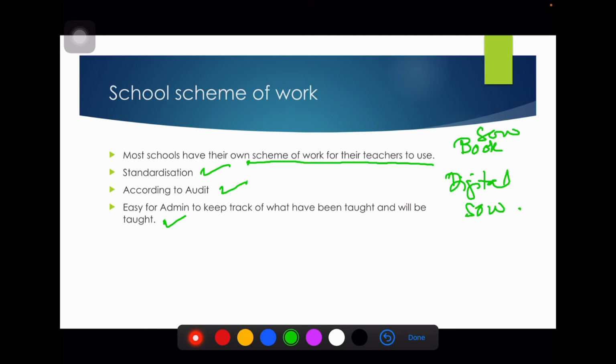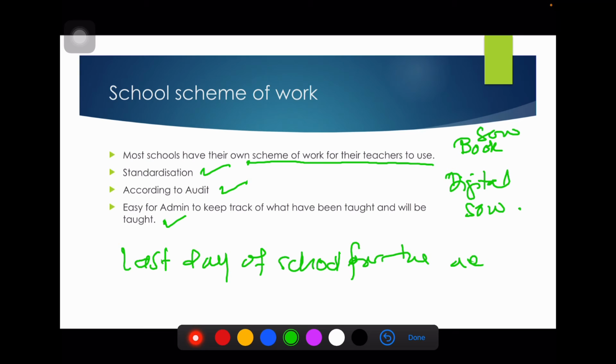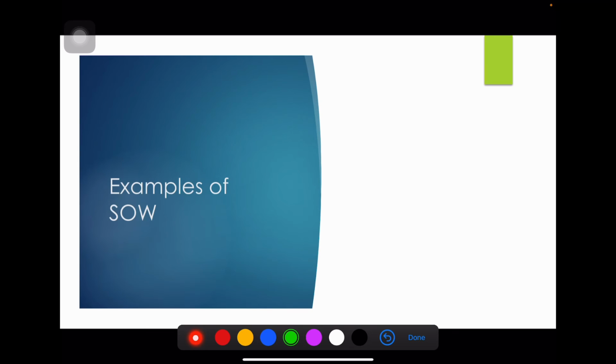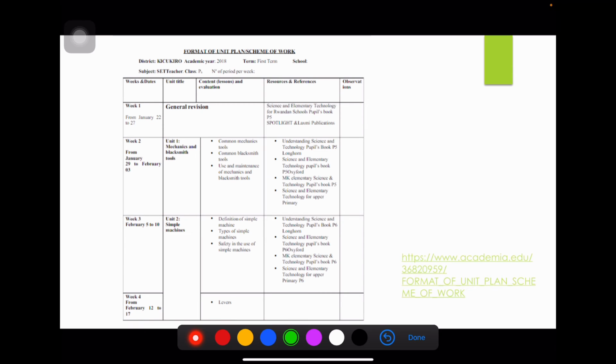So your job as a teacher is that on the last day of school for the week, you need to hand in or send your SOW for checking. Okay, scheme of work. You have to send your SOW for checking. Here are some examples of SOW.